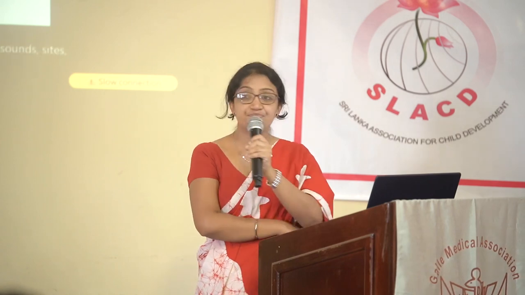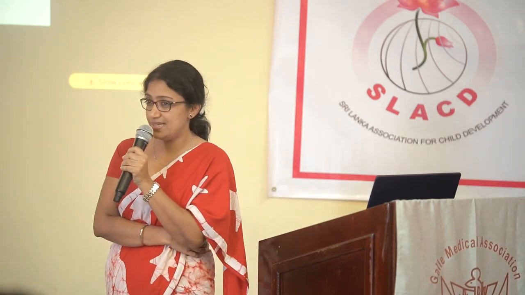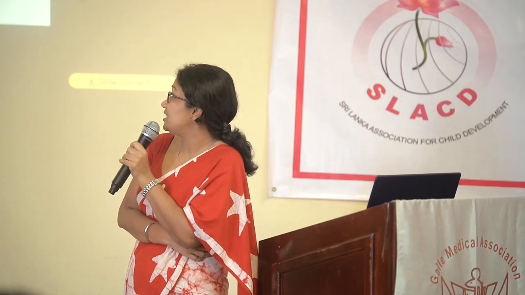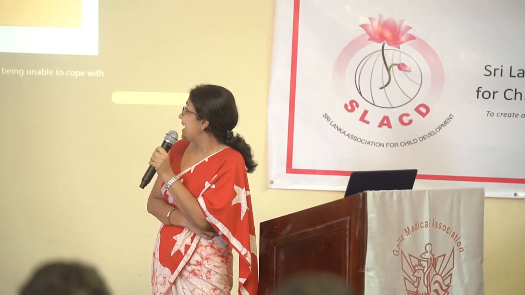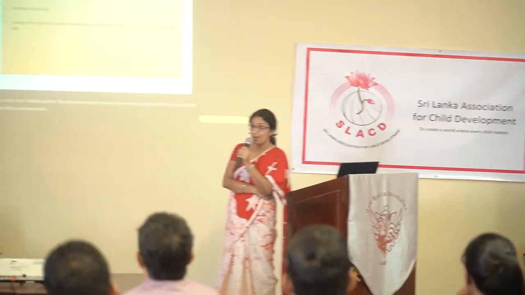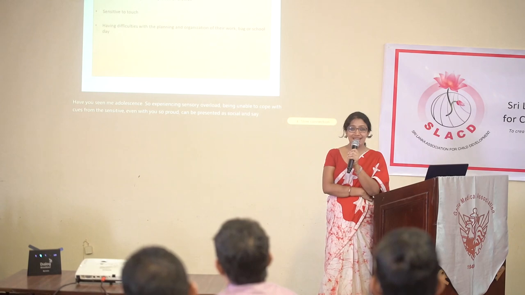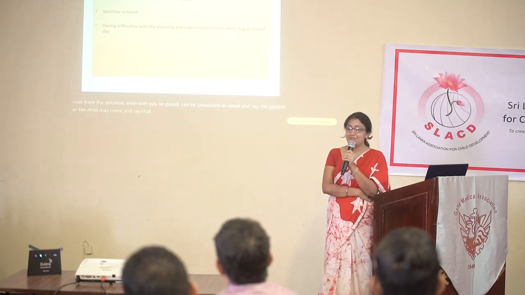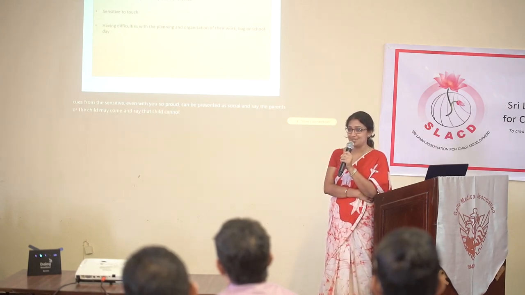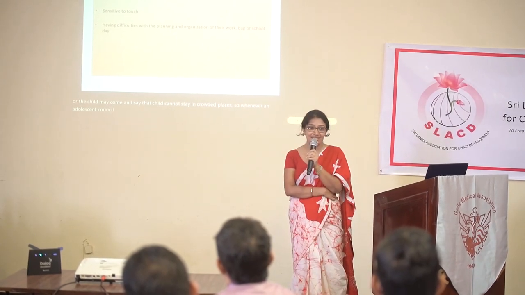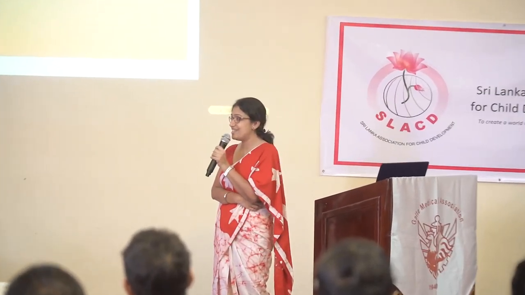And the other component of sensory processing difficulties still can be seen in adolescence. So experiencing sensory overload, being unable to cope with cues, crowds, sensitive to touch. Even this being unable to cope with cues or crowds can be present as social anxiety. Right? The parents or the child may come and say that the child cannot stay in crowded places. So whenever an adolescent comes and tells a psychiatrist that the child is having difficulties in staying in a crowded place, we always focus on social anxiety, agoraphobia.